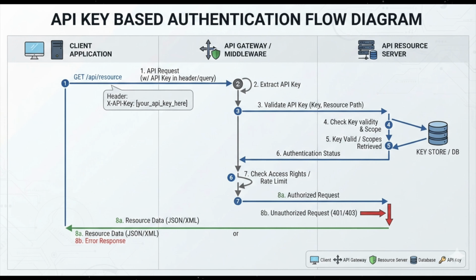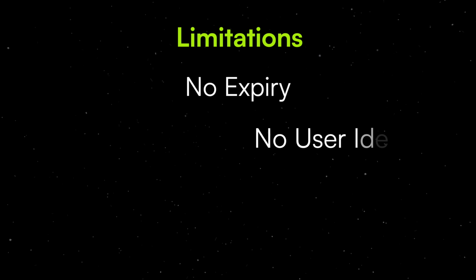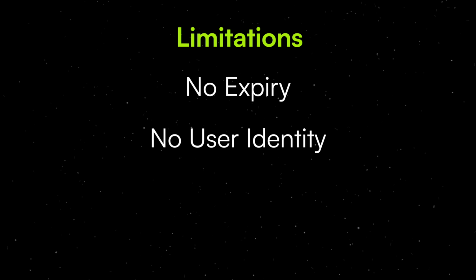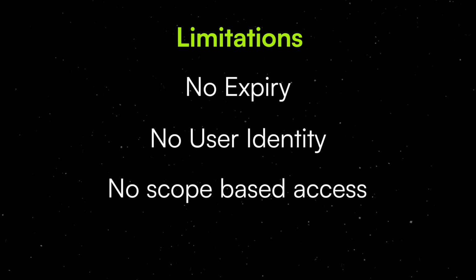API keys are simple and work great for public-facing developer APIs, but they have a real limitation. No expiry by default. If a key leaks, it works forever until you revoke it. No user identity. You know which app is calling, not which user. No fine-grained scopes unless you build it yourself.